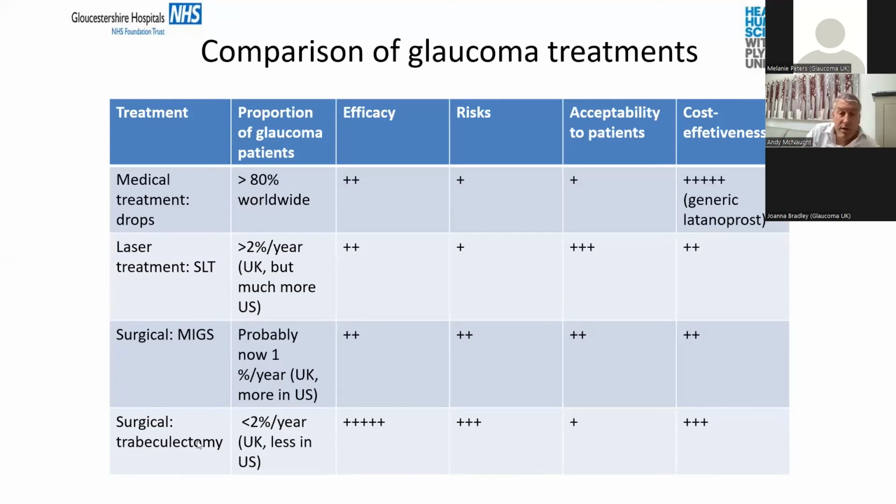So I've tried to summarize these pros and cons here in this table. At the top left, it says medical treatment. So medical treatment, that's drops, is a really common treatment for glaucoma. It can be really efficient treatment. It's really cost effective because latanoprost is now off patent. It's a generic drug. It's very, very cheap. It's one of the most cost effective treatments the NHS provides because it deals with 80% of the glaucoma that's out there, and it's very cheap and very effective.